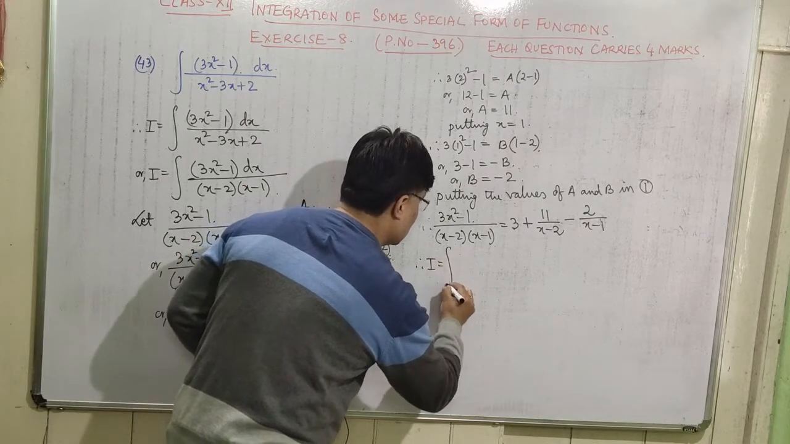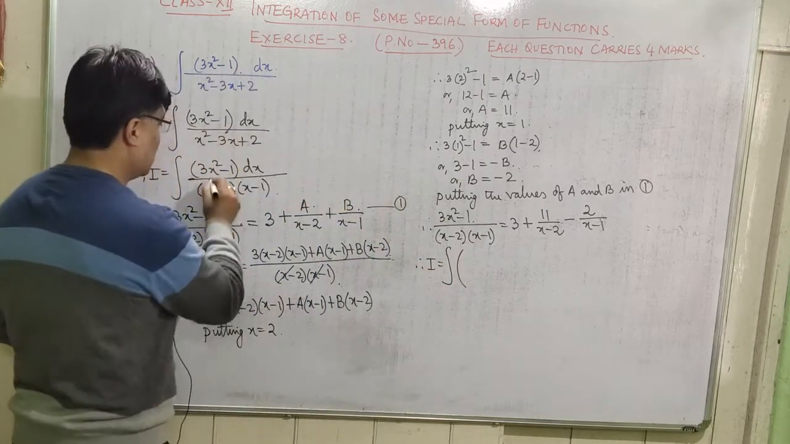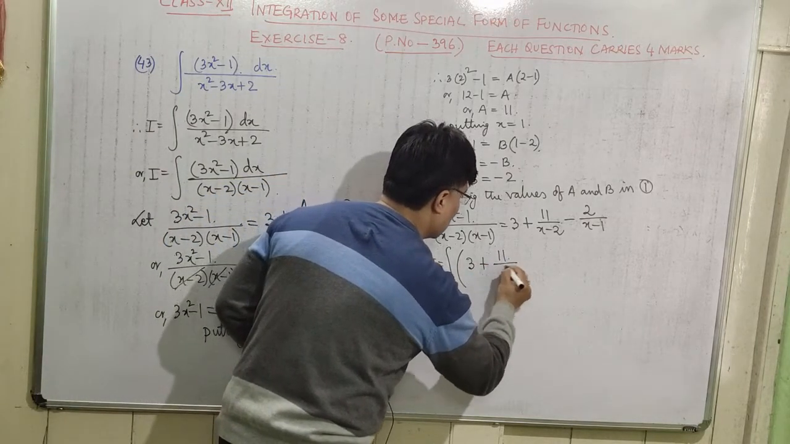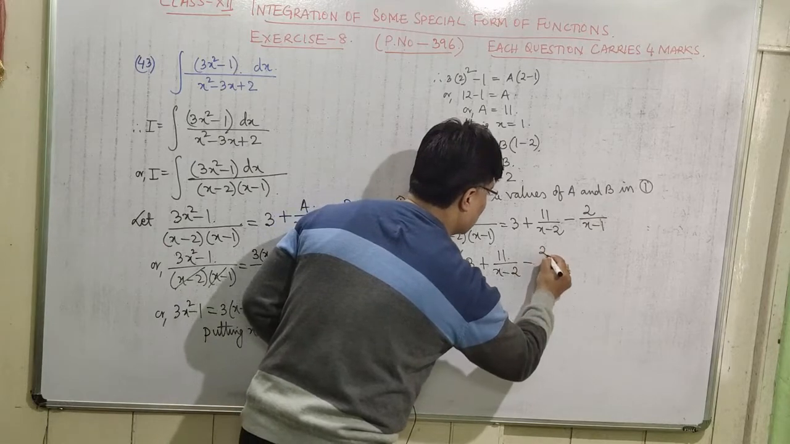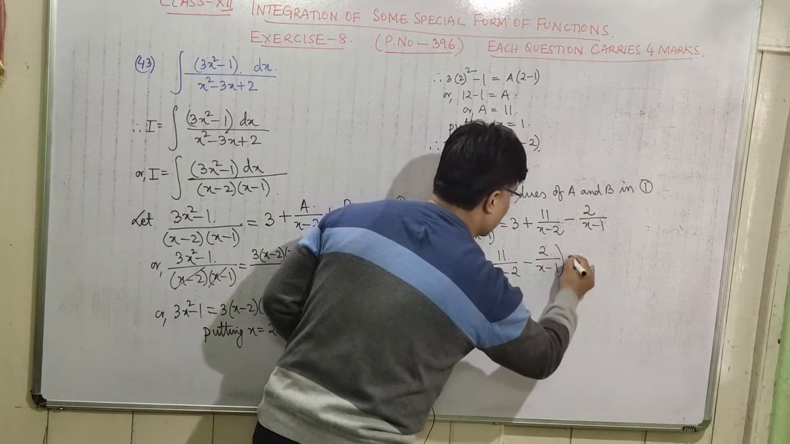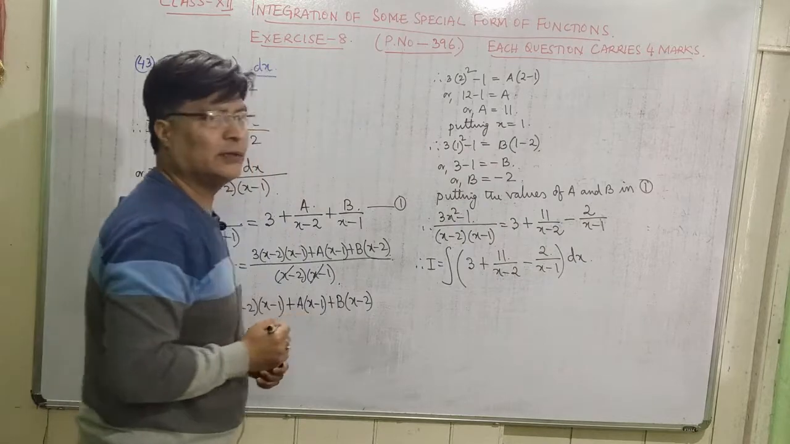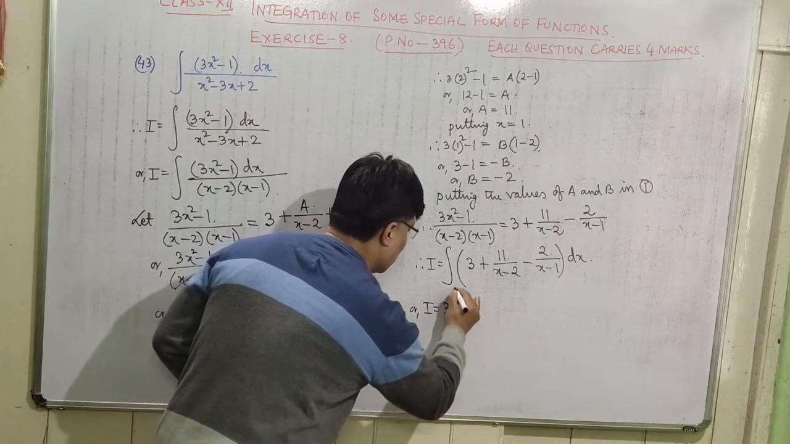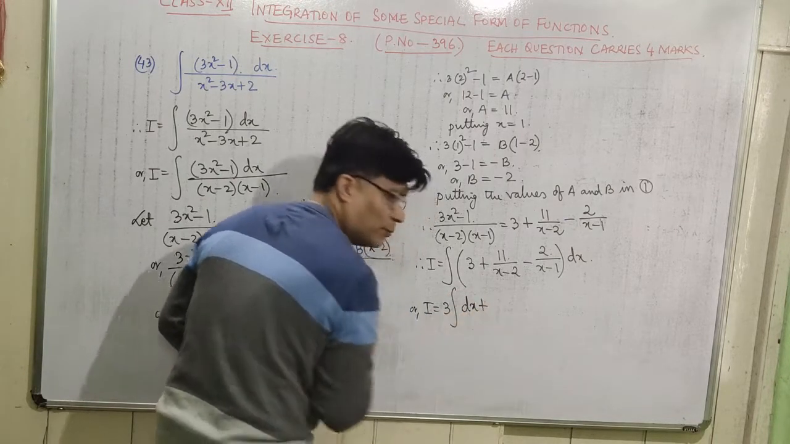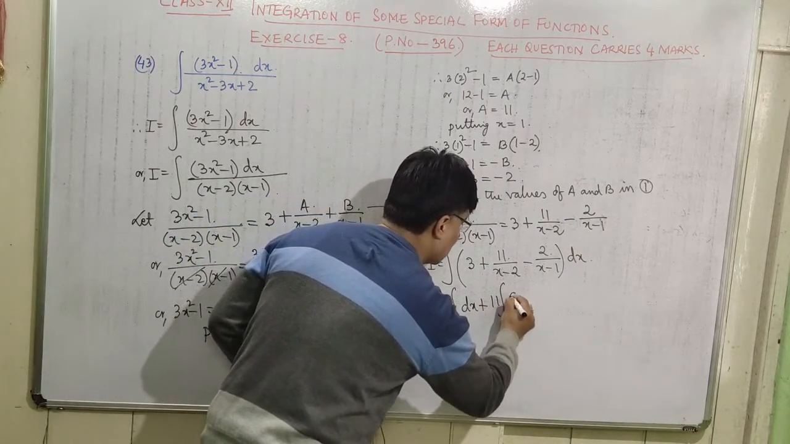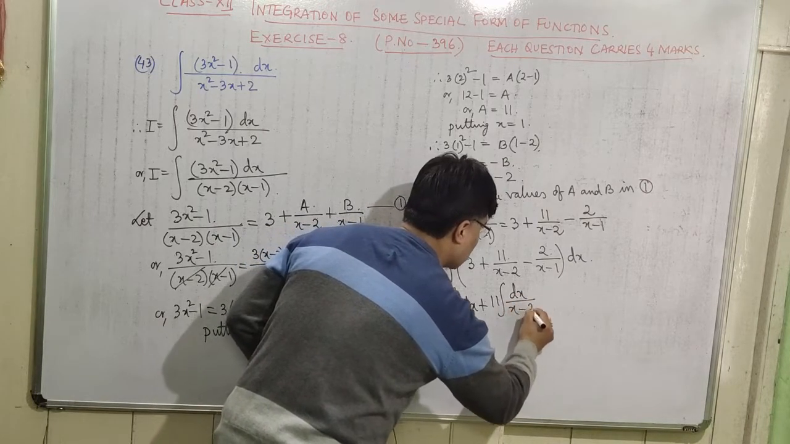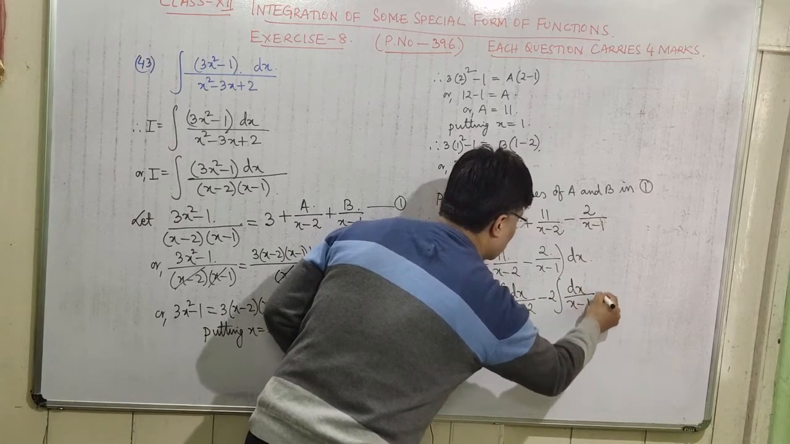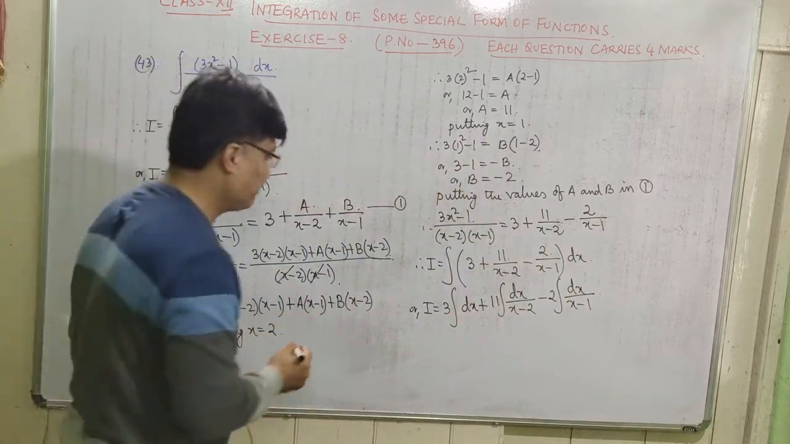Therefore capital I is equal to integration of, within bracket, now this fraction is changed into partial fraction. That is 3 plus 11 upon x minus 2 minus 2 upon x minus 1, bracket closed, dx. Right? So let us separate the terms. Now we can easily integrate them. 3 integral dx plus 11 integral dx upon x minus 2 minus 2 integral dx upon x minus 1.